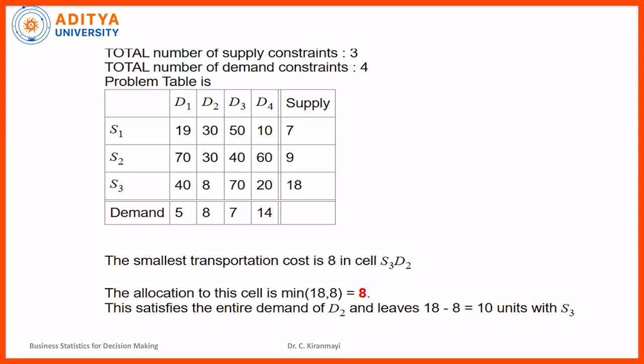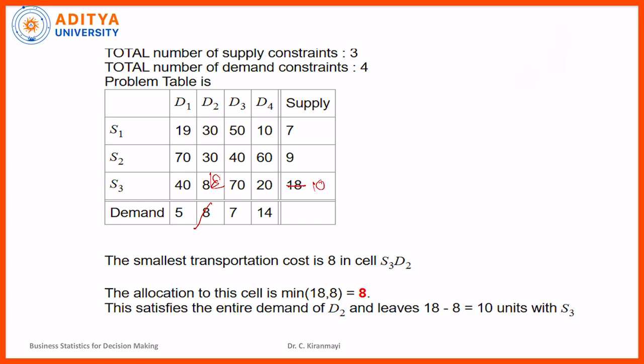So how much is to be allocated? Look at the corresponding supply and the corresponding demand for that cell. The supply is 18, the demand is 8. Whichever is less between supply and demand, that much is to be allocated. So, 8 is less, therefore allocate 8. This is how we make allocation using the least cost method. If we allocate 8 here, the total demand is supplied and here 10 remains.